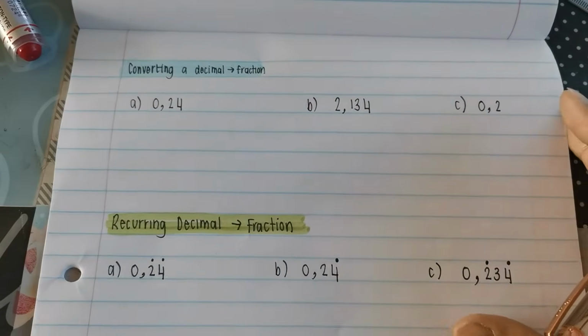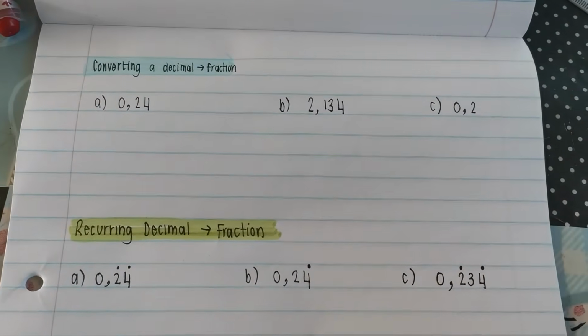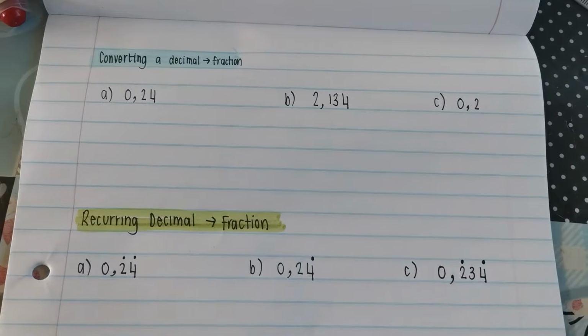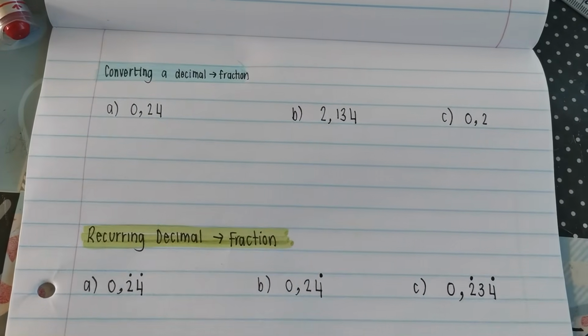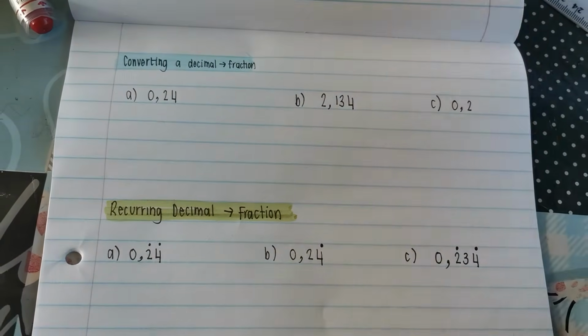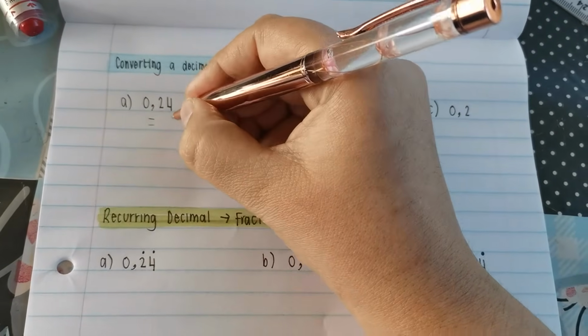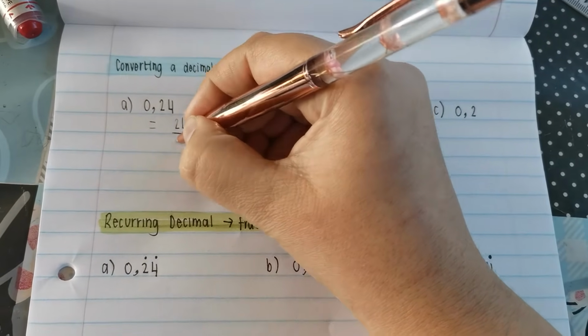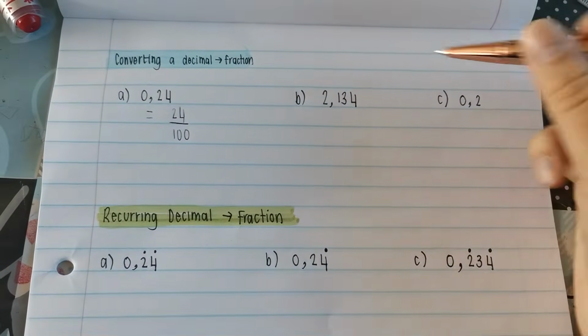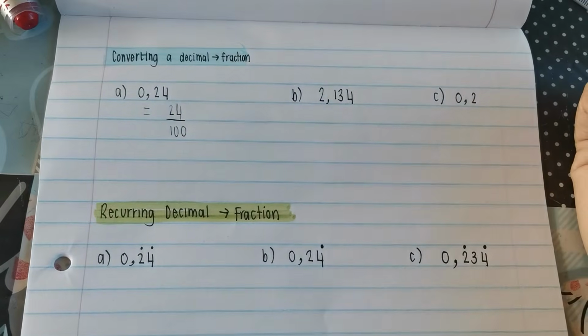Hi guys, I thought that we could go over a quick recap of converting decimals to fractions. Okay, so if you have something like 0,24, just know that this is 24 over 100, and then you can simplify that. What goes into 24 and what goes into 100?